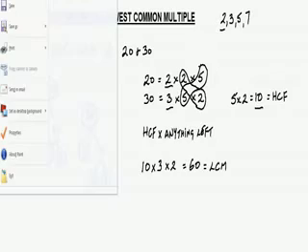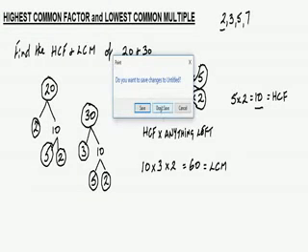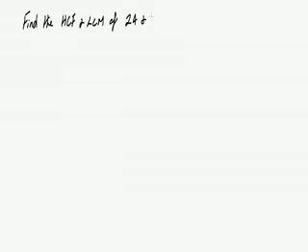Okay, so this is the way that we do it. If we do another one, to get the feel, say they said find the highest common factor and lowest common multiple of 24 and 36. So I write down my first 4 primes, 2, 3, 5, 7, and then I prime factorise them.